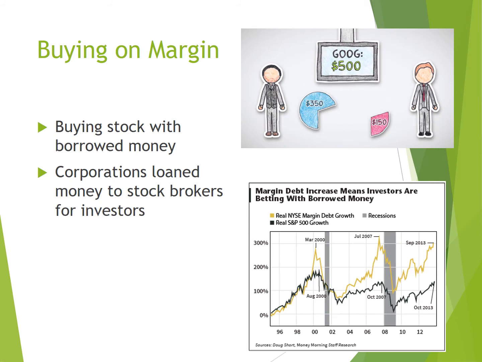In addition to speculation, buying on margin was a big concern. Buying on margin is buying stocks with borrowed money. Investors could play the market on credit, buying stocks for as little as 10% down. And in the bull market climate of the 1920s, everyone was sure that the market would go up.